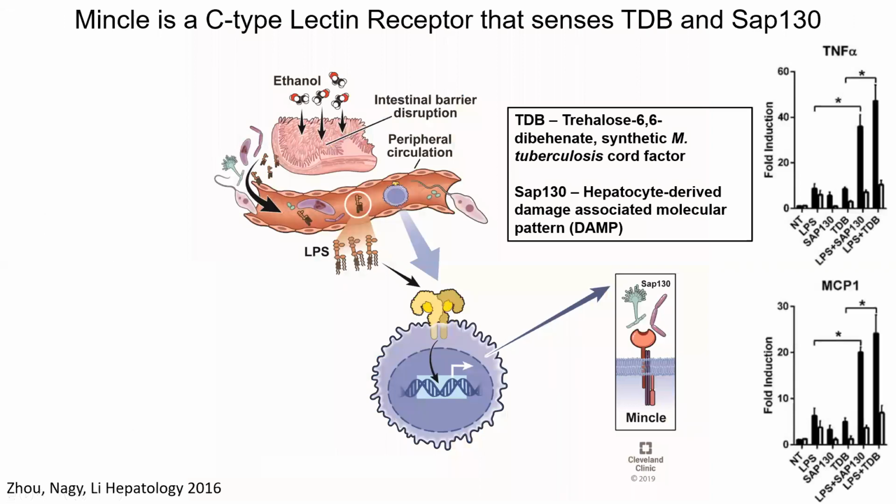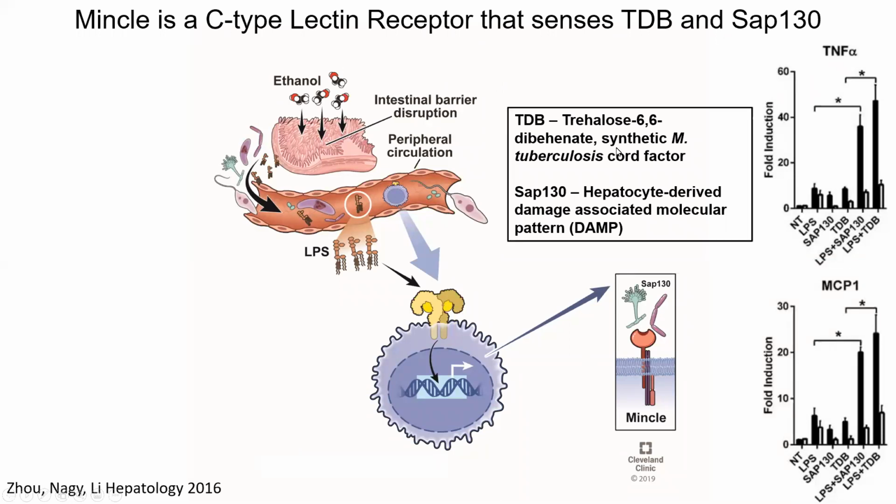All right, so the last thing I want to tell you about pretty quickly for the second half of my talk is this receptor I told you about before called Mincle. So Mincle is a C-type lectin receptor. It is another PRR, pattern recognition receptor, and it's in the lectin family. So the idea is that it senses a larger variety of potential targets, specifically a lot of sugar moieties.